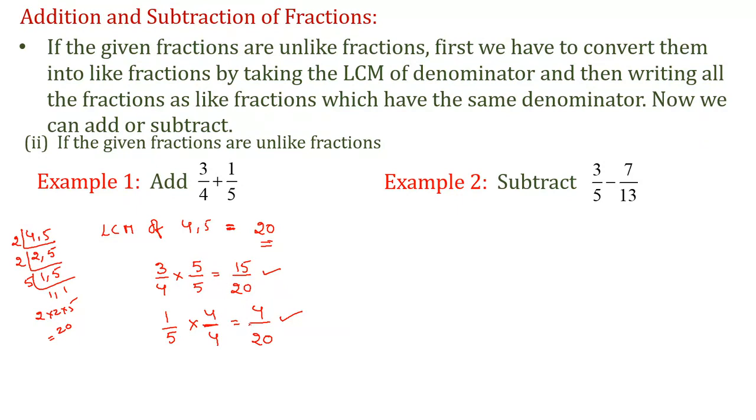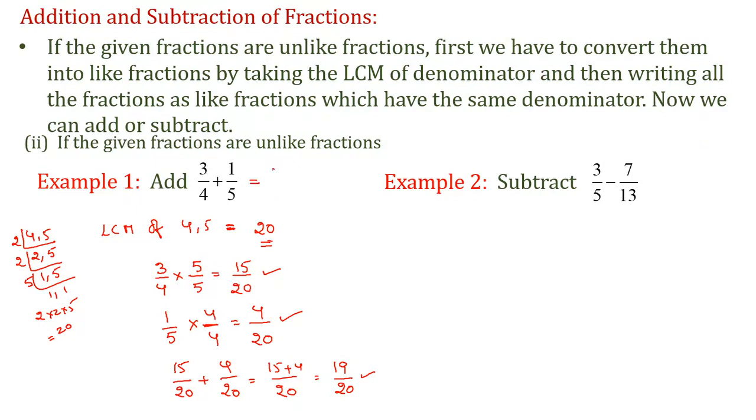So now you can compare, add or subtract. To compare, add or subtract, both the fractions should be equivalent like fractions. Now add them. I am taking 15 by 20 plus 4 by 20. Since the denominator is equal, just add the numerators. So 15 plus 4 is equal to 19 by 20. So this is the answer for the given problem.